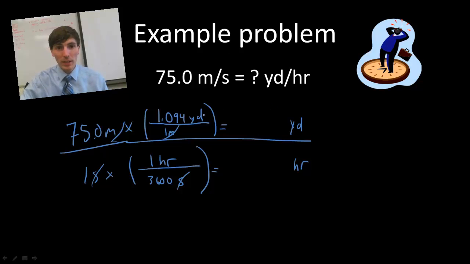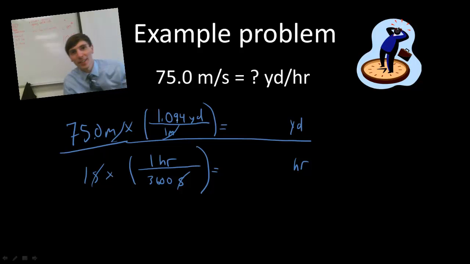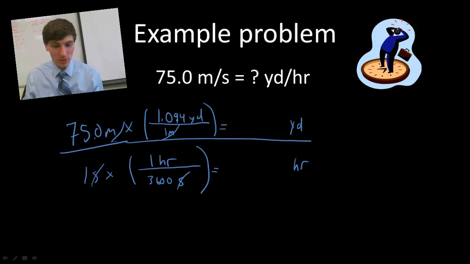So if I punch that in my calculator, 75.0. Okay, thank you for your patience. I want to make sure that you can do this along with me. 75 times 1.094, we'll get 82.05. We're going to round it to 3 sig figs, 82.1 yards. And then on the bottom, 1 divided by 3,600 is going to give me a very small number, 2.77 times 10 to the negative fourth. So I'm just going to round that to 3 times 10 to the negative fourth.